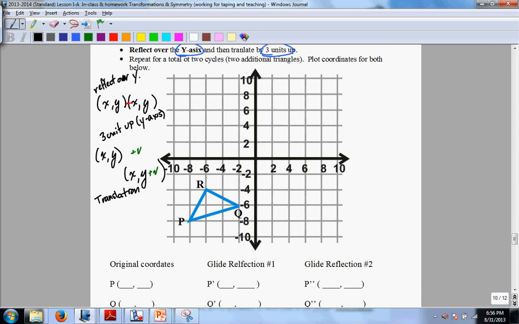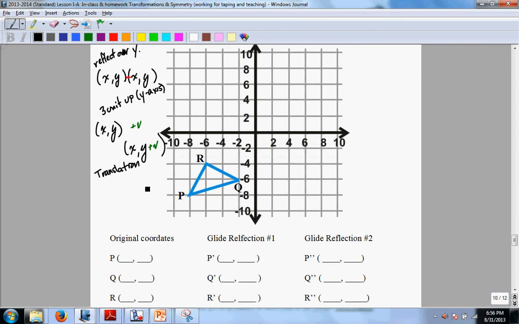So let's try just point P, those two things. Point P. Let's get our coordinates of point P first. P is at, now watch, there are double units here. P is at 8, -8, and -8.